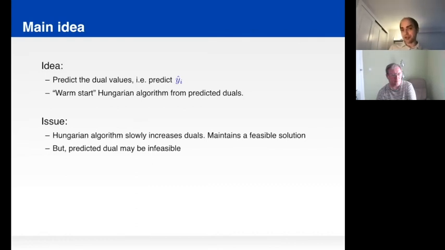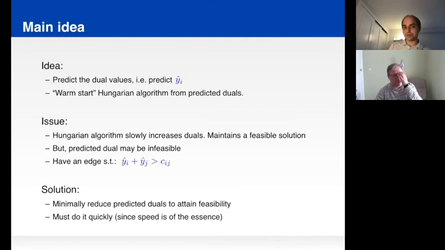There's one issue, and the issue is dual feasibility. The Hungarian algorithm assumes that you start with a feasible dual, and you just slowly build it up, and you make it better and better. You make it higher and higher value, but you always maintain a feasible solution. The predictions, machine learning is machine learning. The predictions could be all over the place, and in particular, they're probably going to be infeasible. So the first thing that we need to do, right, and so they're infeasible if the sum is larger than the edge cost.